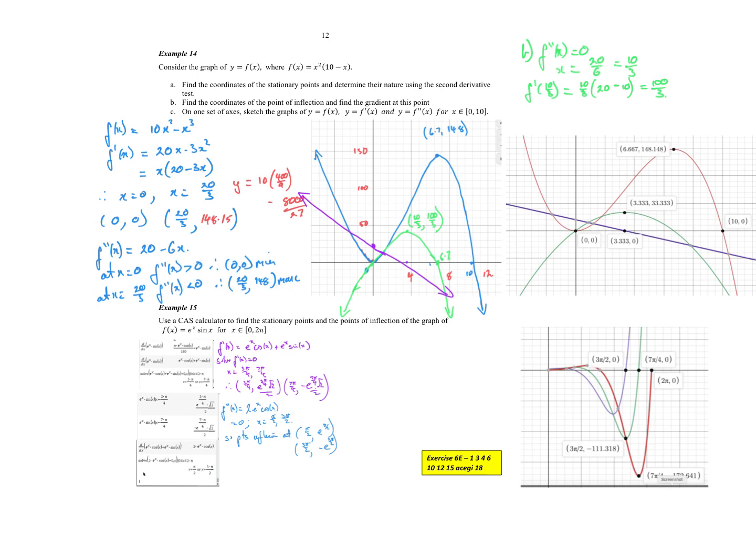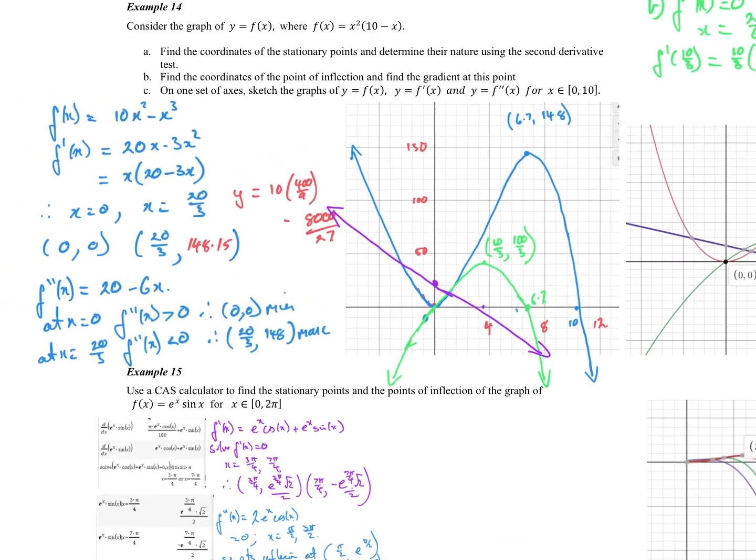X squared times 10 minus x. So we've got a cubic. So we're dealing with a function that we're very familiar with, but we can use our second derivative information just to confirm some details.